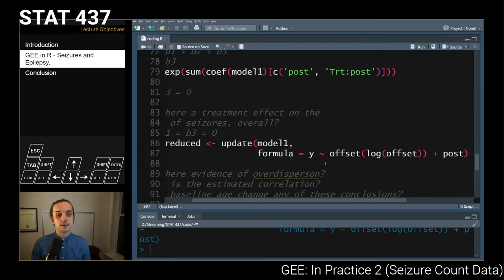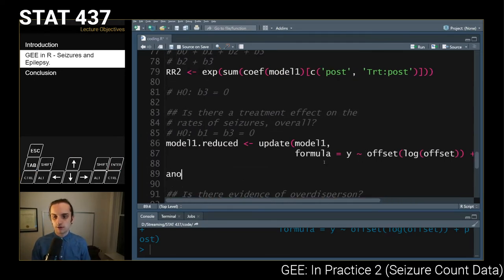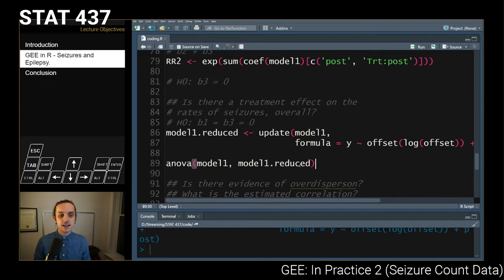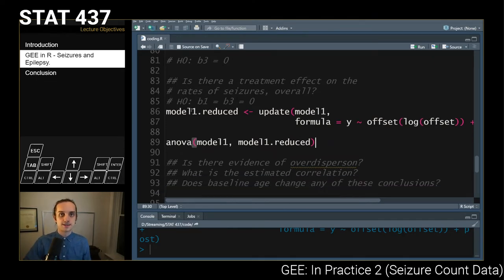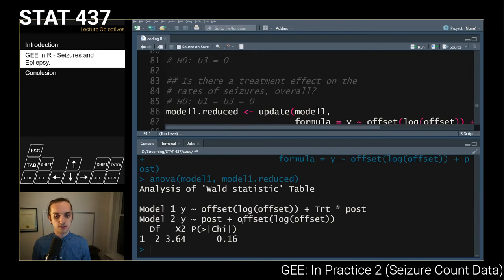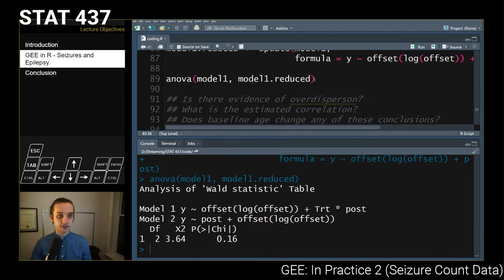And here, what we can actually do is call anova between model 1 and model 1 reduced. Now, in general, the anova command is going to perform a likelihood ratio test. However, it is smart enough to know that we're using non-likelihood-based procedures here. And so instead of doing a likelihood ratio test when we pass in these GEE objects, it's going to perform a Wald test. If we run that, you can see that we get slightly different output than what you might be used to. It tells you right here we're using the Wald statistic, and it computes the chi-squared value, and then the p-value is 0.16. So we fail to reject the null hypothesis.